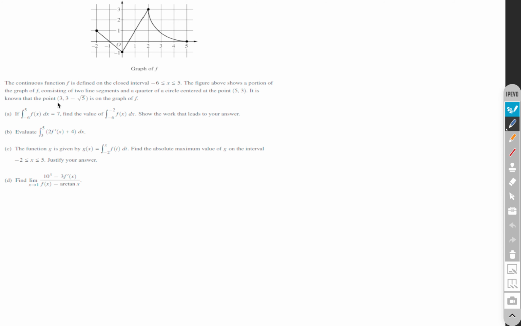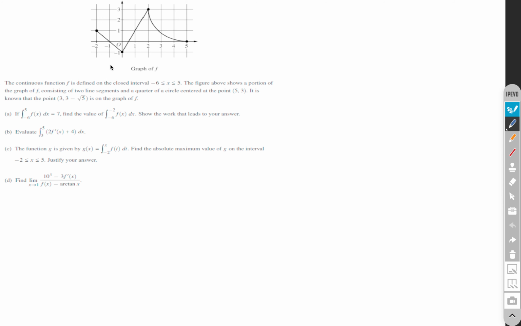It is known that the point (3, 3 minus root 5) is on the graph of f. For part A, it tells you that the integral from -6 to 5 of the function is equal to 7, and it wants you to find the value of the integral from -6 to -2 of the function. And it asks you to show your work. So what it's asking us is the integral from -6 to -2.